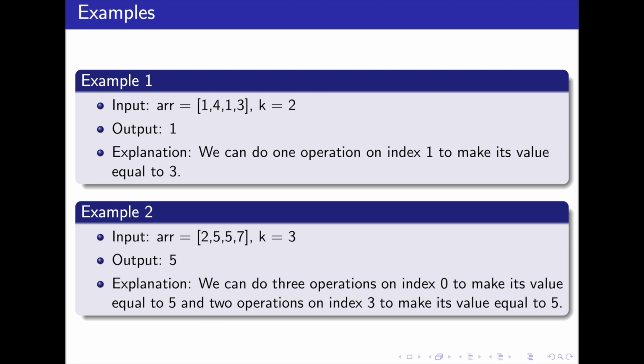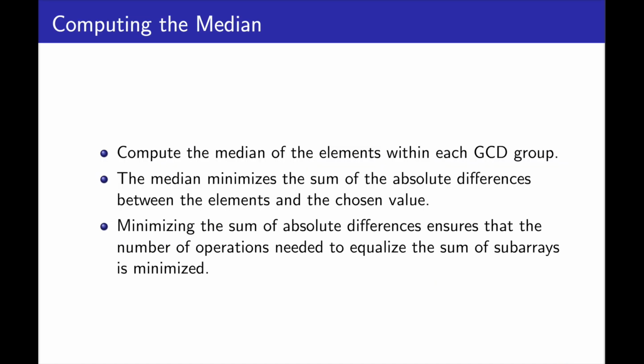The key insight in this problem is that we can focus on smaller sets of elements that belong to the same position in different subarrays of length k. To determine the size of these groups, we compute the GCD of n, the array length, and k, the subarray length. For each GCD group, we compute the median of the elements within the group. The median minimizes the sum of the absolute differences between the elements and the chosen value.